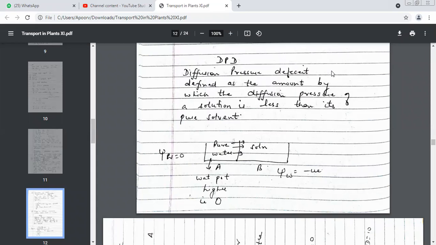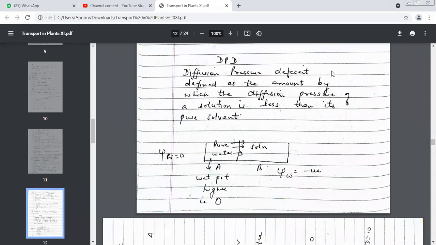See, I tried to explain. This is pure water. We know that the water potential for pure water is 0. And we are moving on to solution. Solution potential will be higher or lower than pure water? Lower. Yes. So if we assume that pure water has a potential of 0, then the solution potential will obviously be negative.